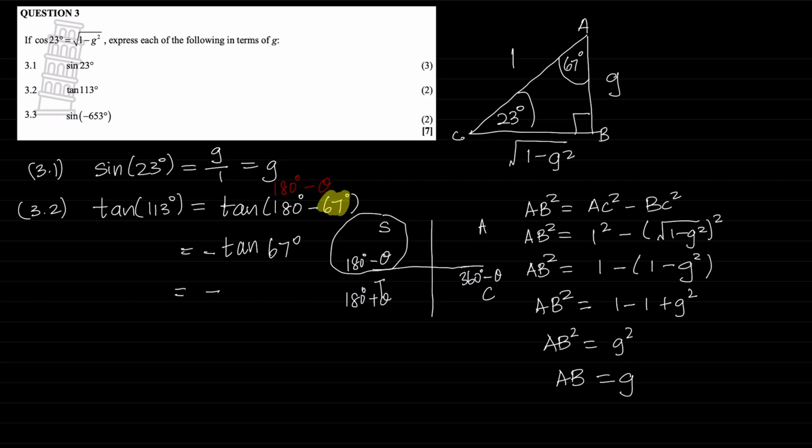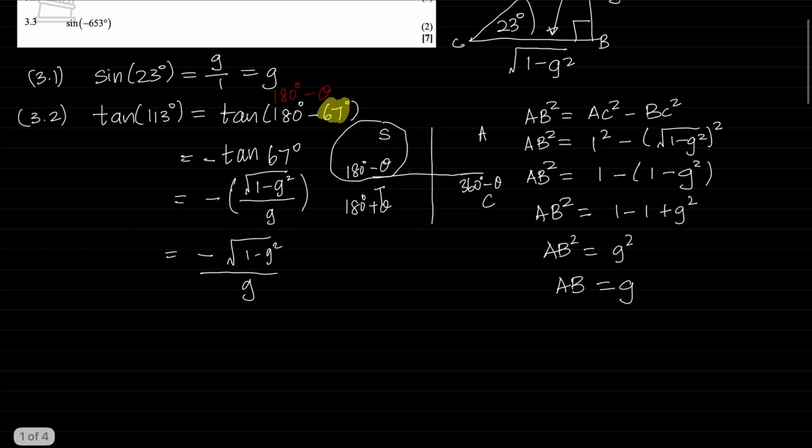So minus, and then tan of 67 is going to be the opposite over adjacent. Opposite of 67 is the square root of 1 minus g squared divided by g. We simplify. That's going to give us minus square root 1 minus g squared all over g. All right, let's solve the last one. So the last question says sine of minus 653 degrees.